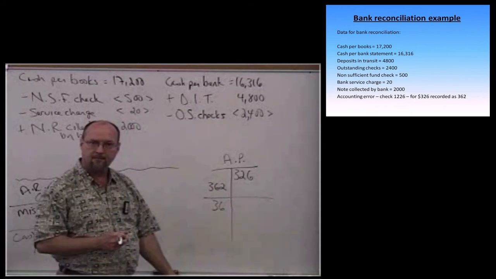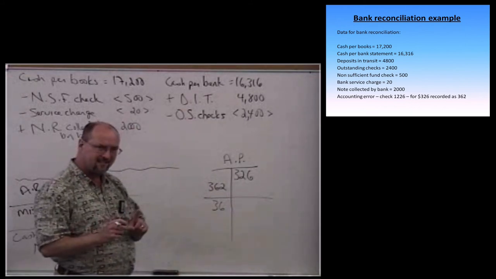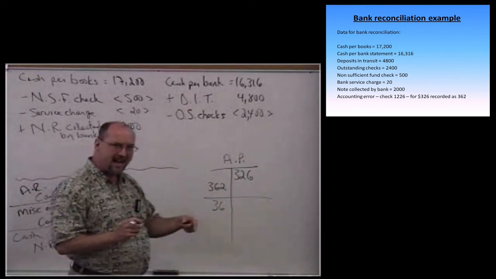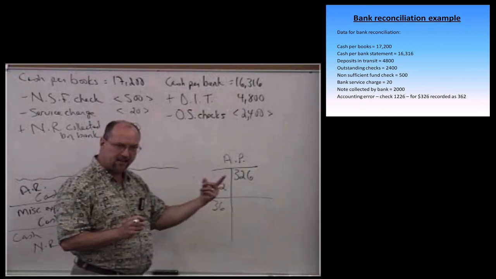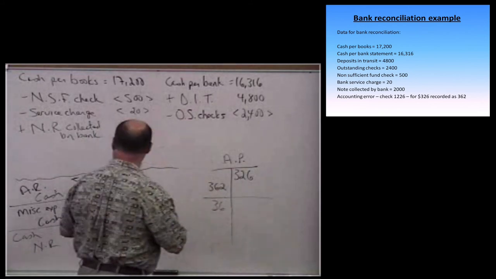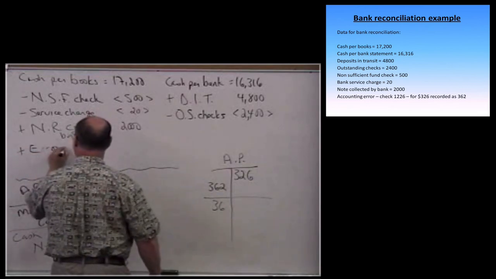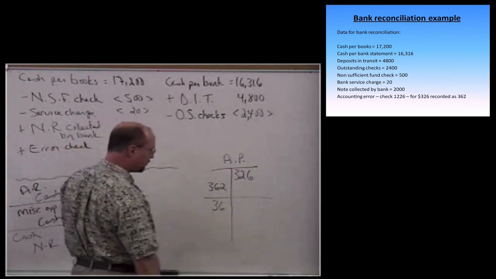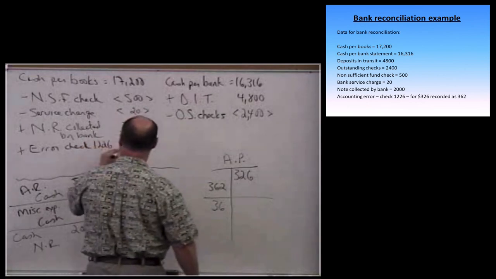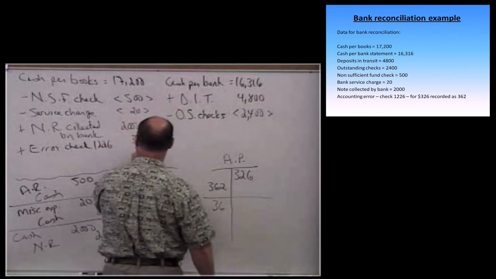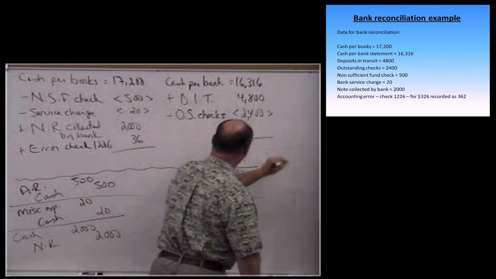and it's because I made an error. So to correct this, I have to add back $36 to cash and to accounts payable. So I'm going to add the error from check number 1226, and I'm simply going to add $36 back. Okay, and there are all my reconciling items.